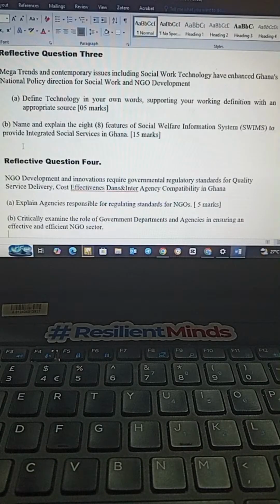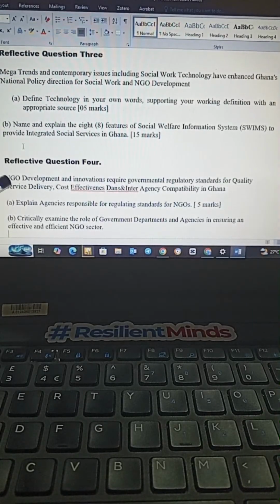We have the Non-Profit Organizations Secretariat. We call them the NPOs. Now we also have the Department of Social Welfare. Yes, DSW is also one agency that is responsible for regulating NGO practices. And we also have the Ghana Revenue Authority, the GRA. So I think four agencies are responsible for regulating the standards for NGO development. You get it? Now that is for question number 4A.